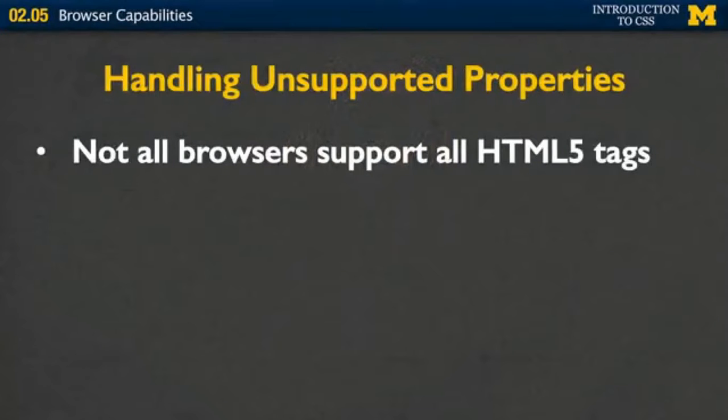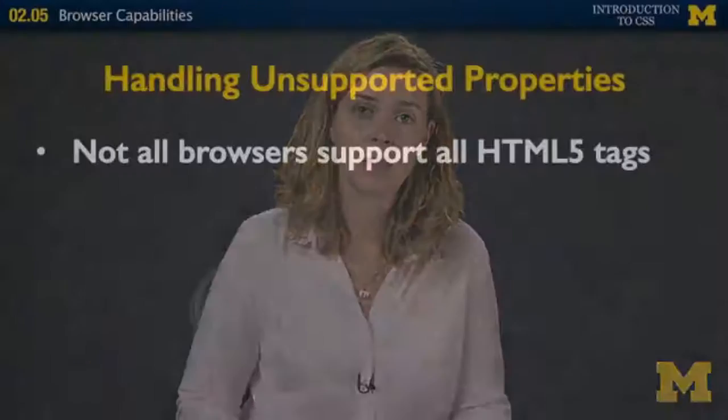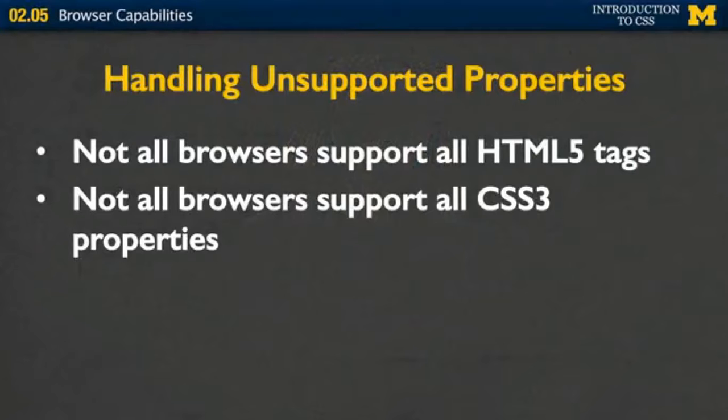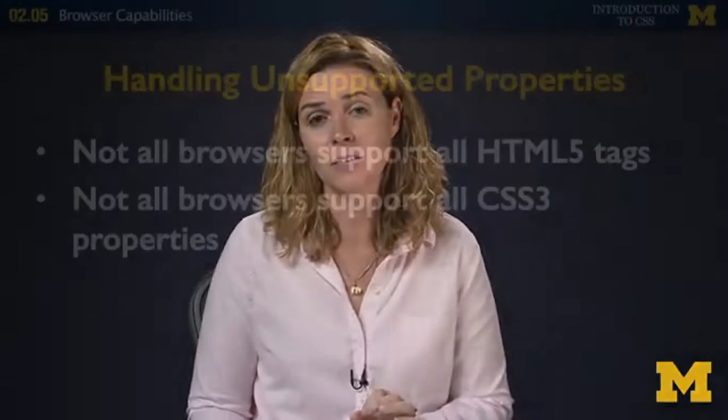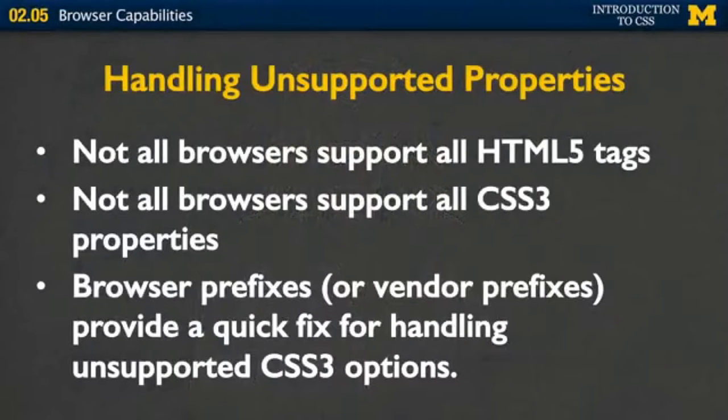One of the other things we want to talk about is handling what we call unsupported properties. So first, we know that all browsers don't support all the HTML5 tags. You've seen this already in some of the coding you've done with me. In the same way, not all the browsers support all the CSS3 properties. There are some properties that look really cool on some browsers, but they aren't handled by default in other browsers. But there is a way around that in many cases. And what this is that the browsers are offering prefixes. So sometimes they call them browser prefixes, sometimes vendor prefixes, but the important thing is that it's a really quick fix for handling all the unsupported options that you might come across.